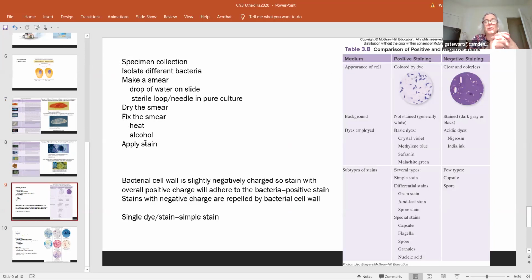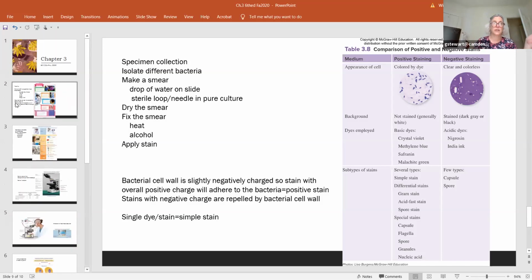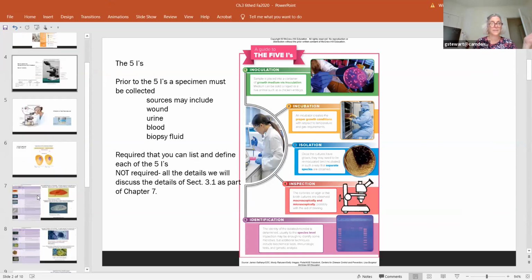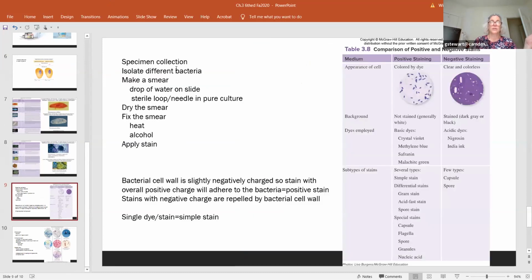So of course, thinking back to the 5 eyes from the beginning of the lecture, we would be collecting the specimen, inoculating, perhaps incubating and isolating, and this is the inspection step where we're going to actually do the staining, okay? So in our laboratories, we would just give you a pure culture of bacteria. So you would already be to this step. You wouldn't have to collect the specimen or isolate the specimen from different bacteria. You'd already be right here where it says make a smear.